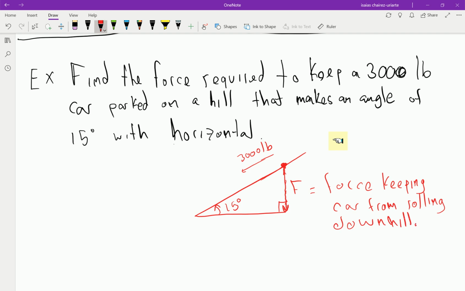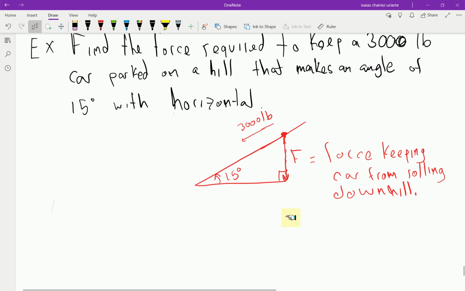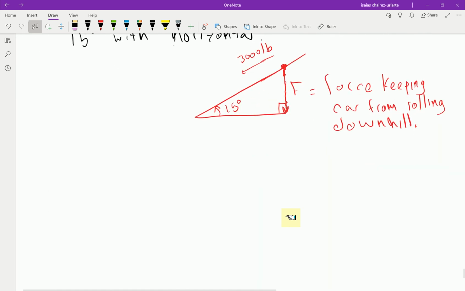Okay. I want to find that force. That's what's being asked of me. Find that force, the one that keeps the car in place. All right, now we got to talk a little bit about physics.